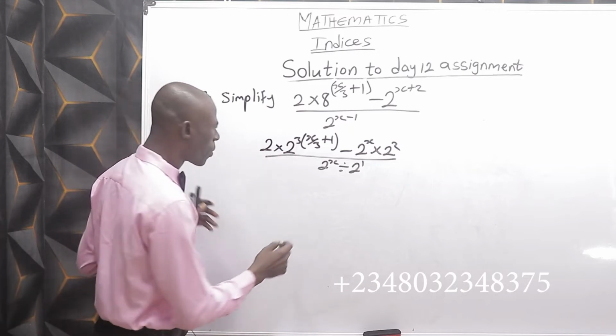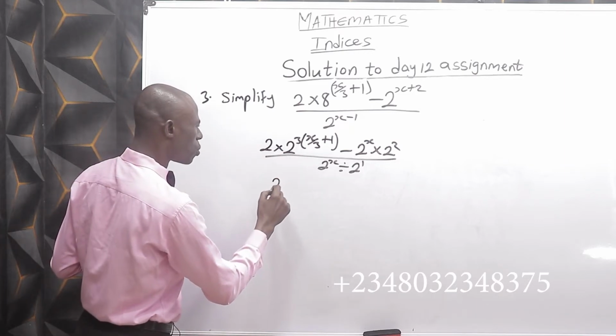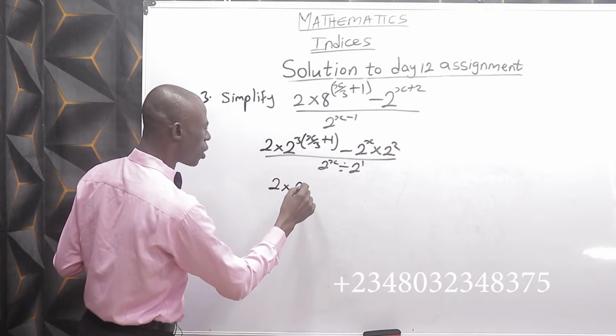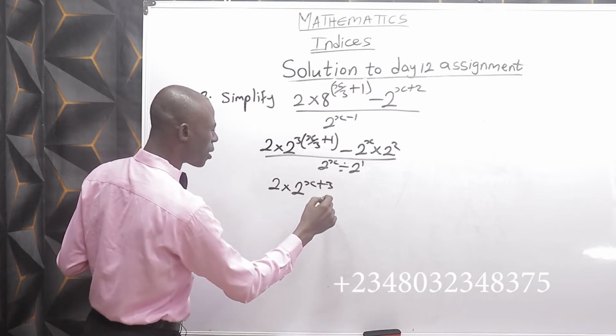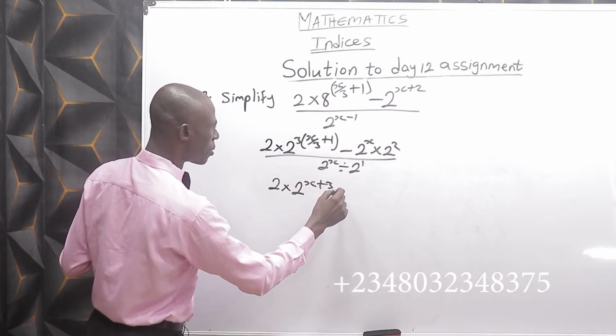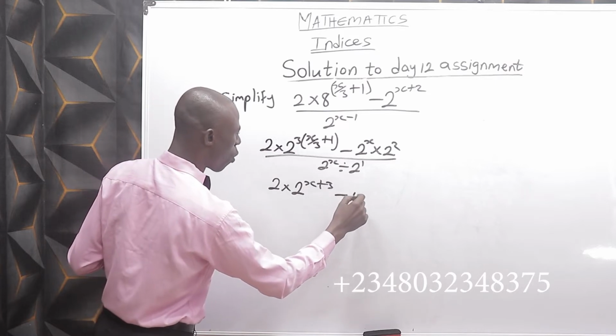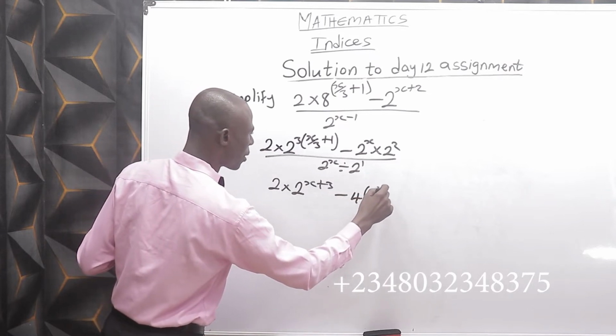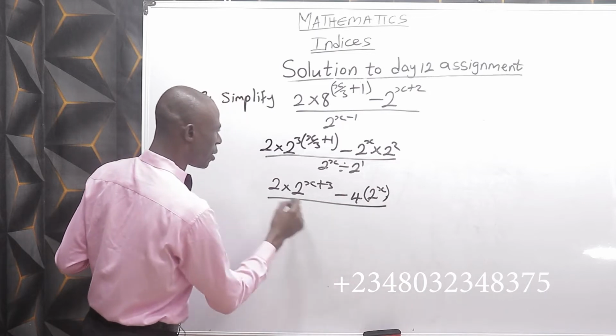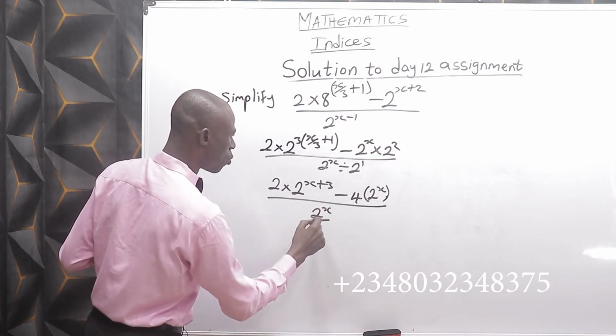Are we following? So this simply means 2 times 2 raised to the power x plus 3 minus 4 into 2 raised to the power x divided by 2 raised to power x over 2.